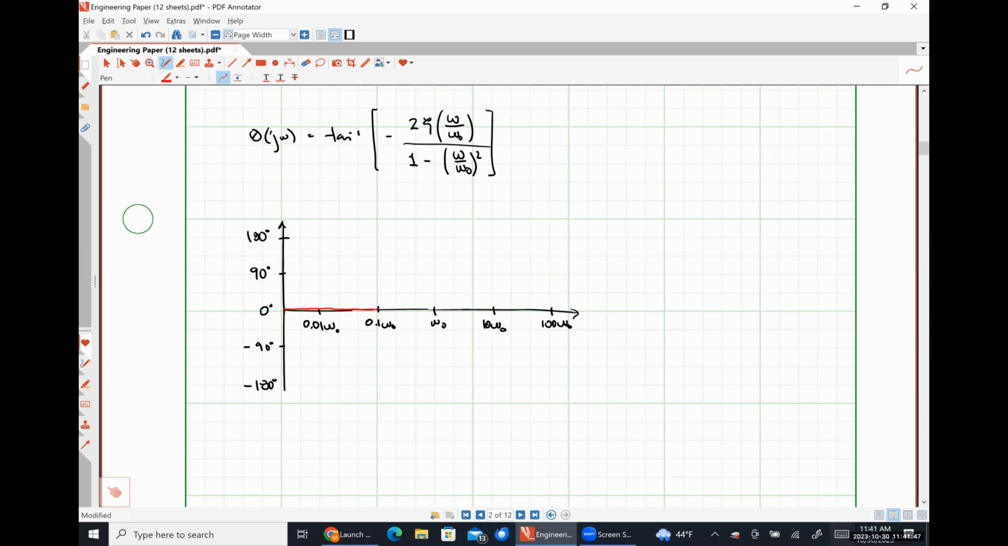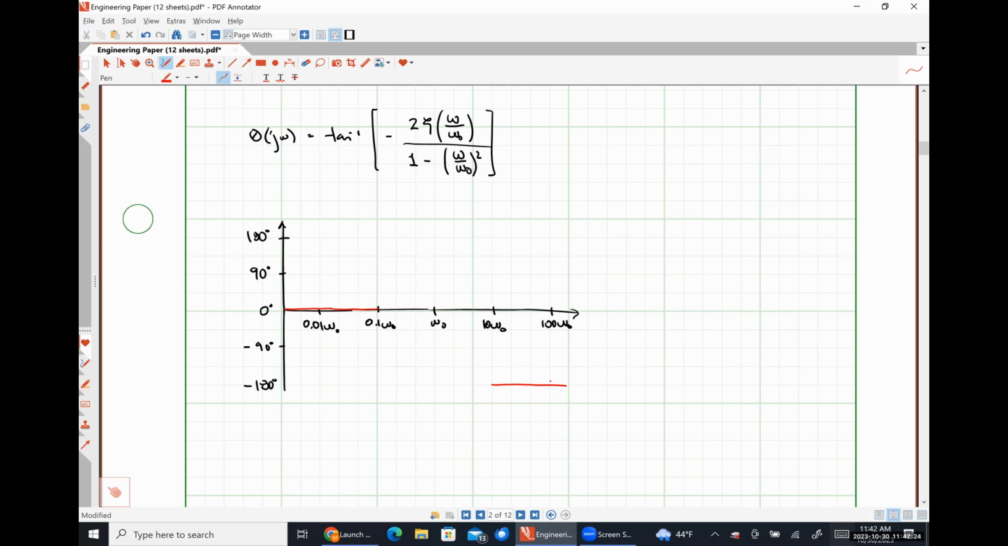So up until we get to about a tenth of ω₀, we're going to be at a phase angle of 0 degrees. And then out beyond 10 ω₀, we're going to be at a phase angle of negative 180 degrees. Exactly the response that we would expect from a second order repeated pole. And then the value of zeta is going to have some influence on our phase response as well. Okay.